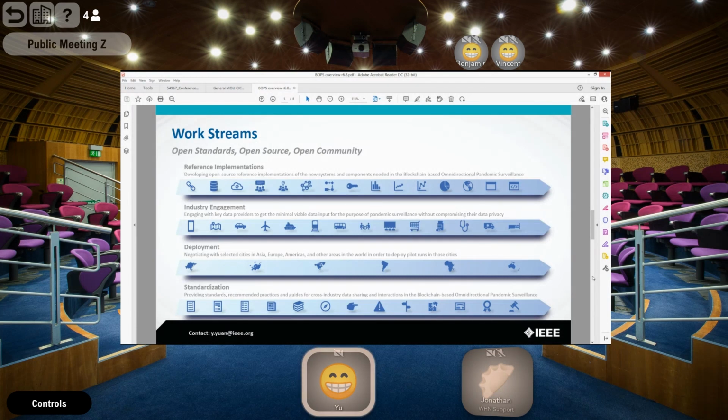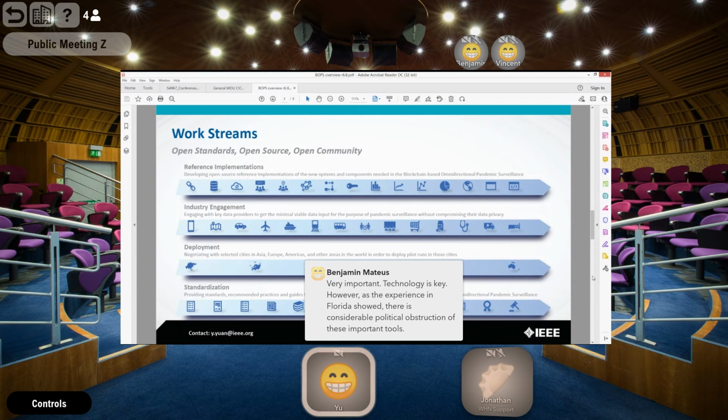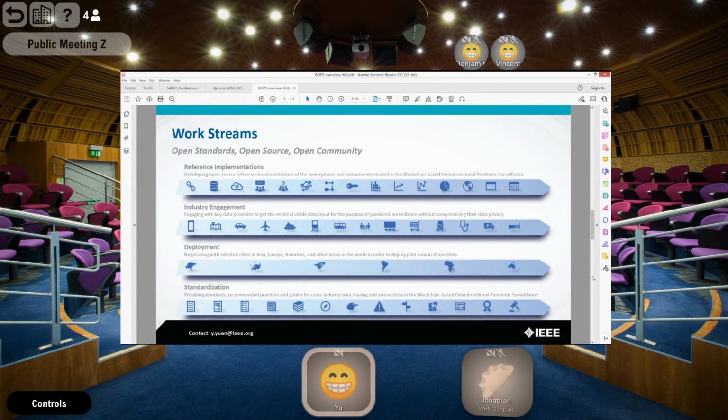And the third role talks about deployment. So we are currently negotiating with several cities in Asia, Europe, and America, and other areas in order to deploy pilot runs in these cities, so that they could push their level of monitoring the pandemic to a higher level. Meanwhile we're also negotiating with cities regarding how we can deploy our platform in their cities. But these pilot runs, as you know, will be very important for much bigger scale deployment in the near future.